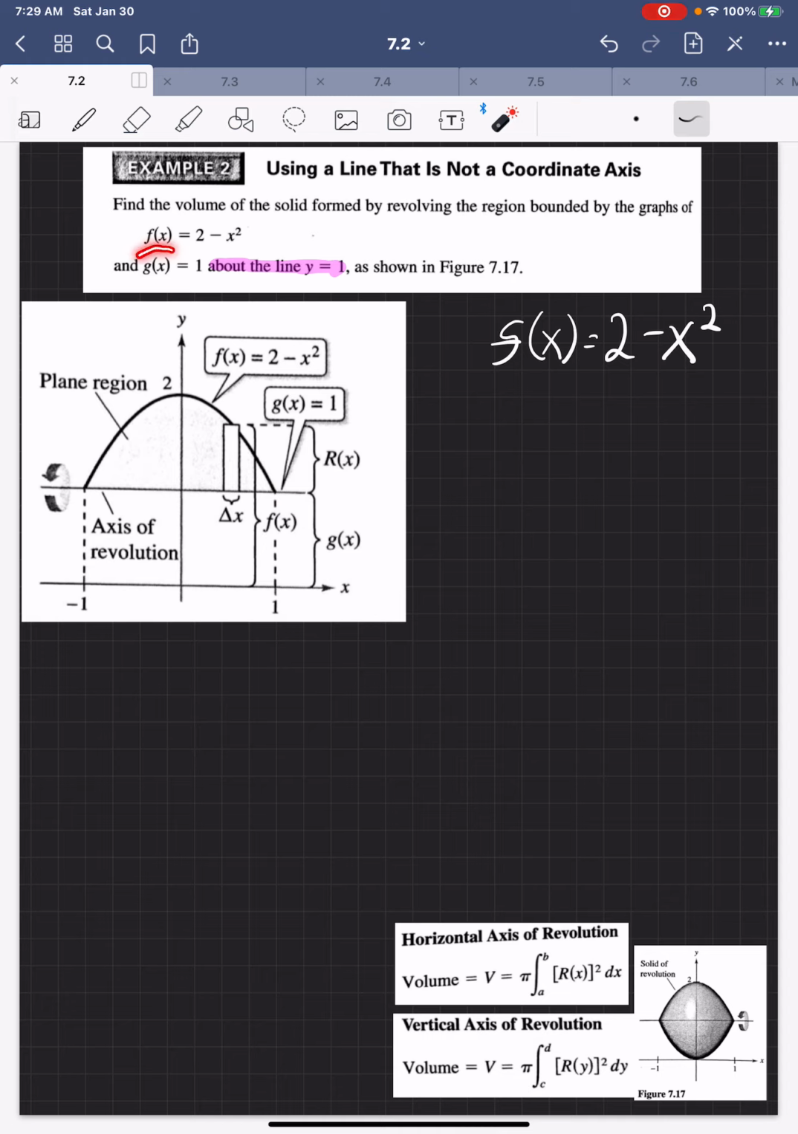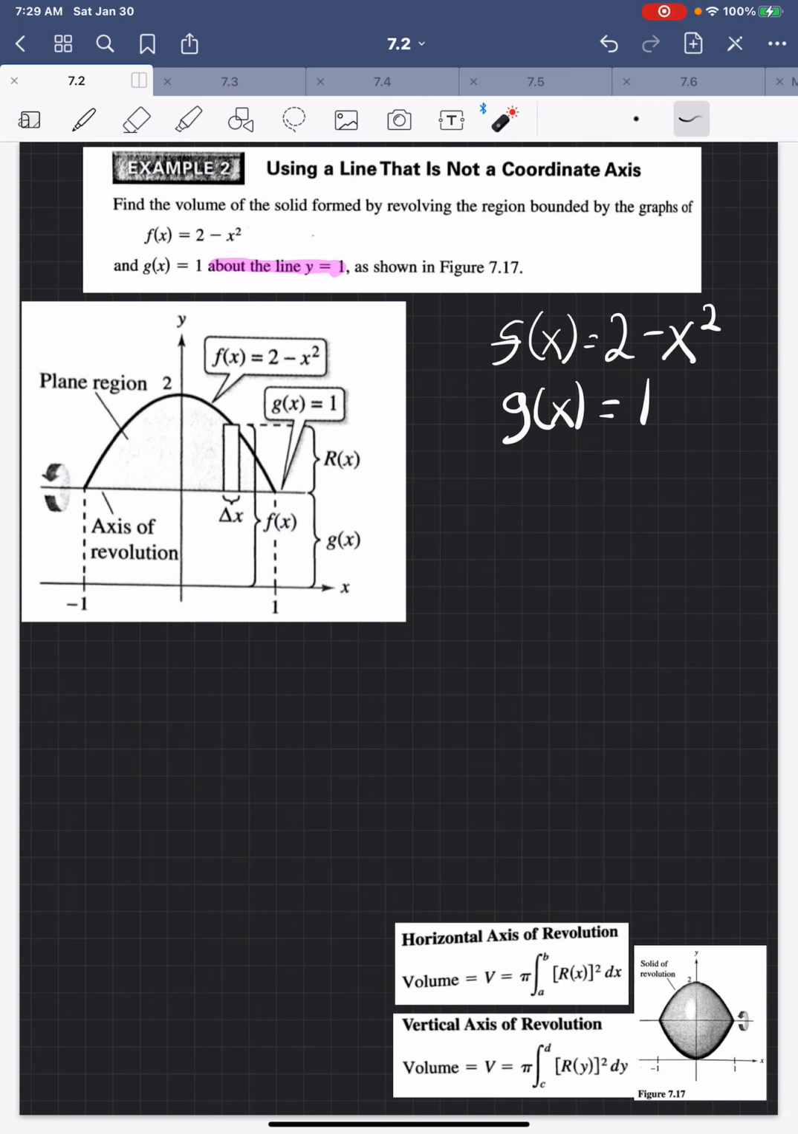So notice that g of x equals 1. So we got g of x is equal to 1. If the geometry of 2 minus x squared is this parabola, what is the geometry of g of x equals 1? Well, that's just a horizontal line, the horizontal line y equals 1. So that's this.